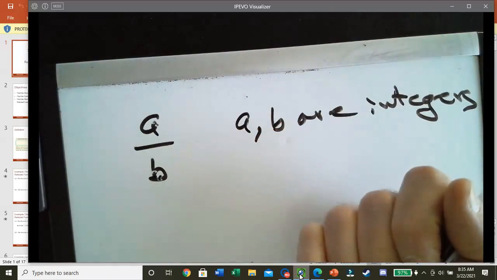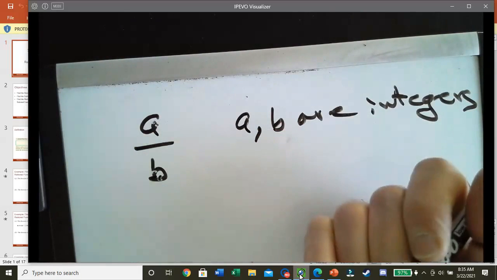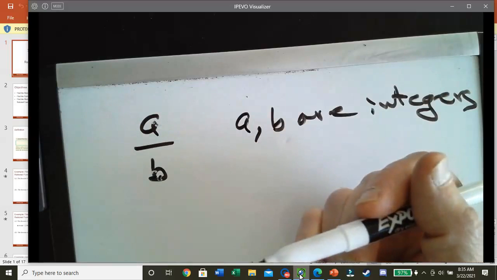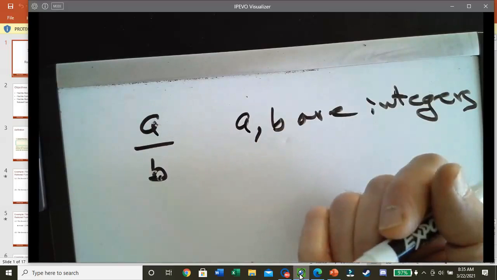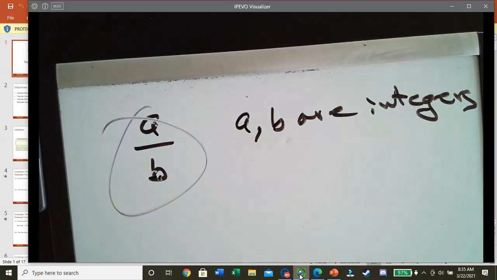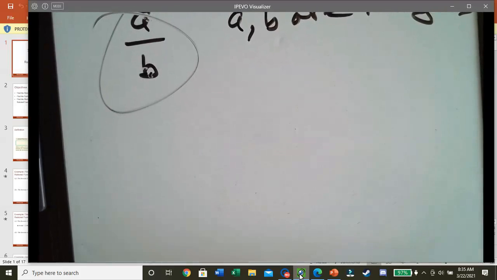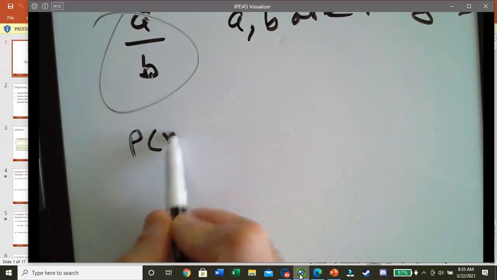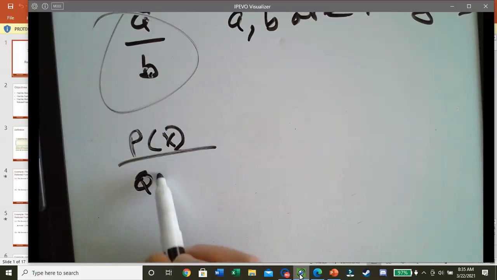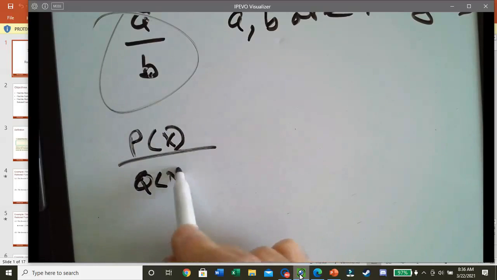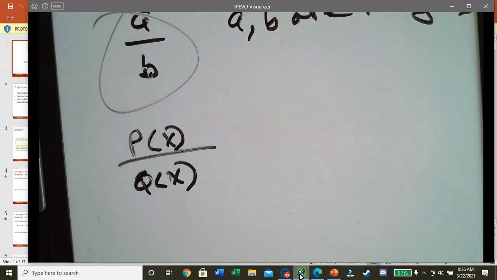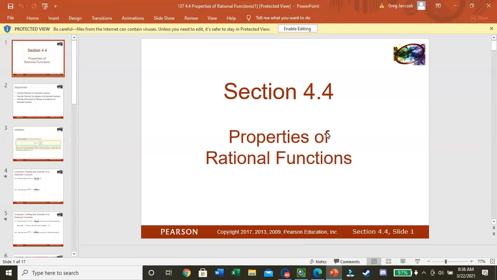So it could be negative 2 over 3, or negative 2 over 1, or 3 over 1, or 1 over 5. So what is this? It's a fraction, right? So for a rational function, you have a polynomial over a polynomial. So it's basically a polynomial in fraction form. Okay? It's a rational function. All right? So that was a review of fractions.